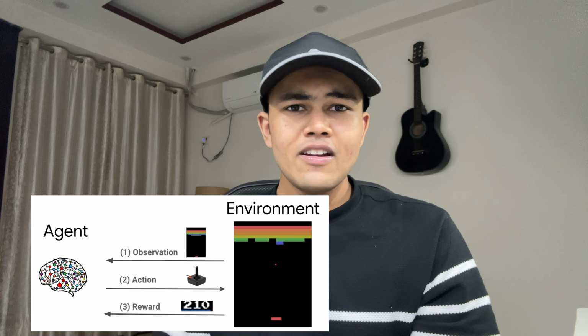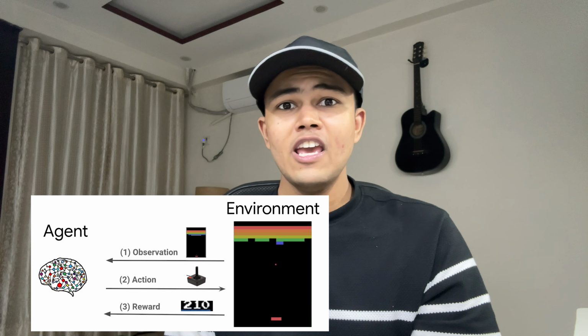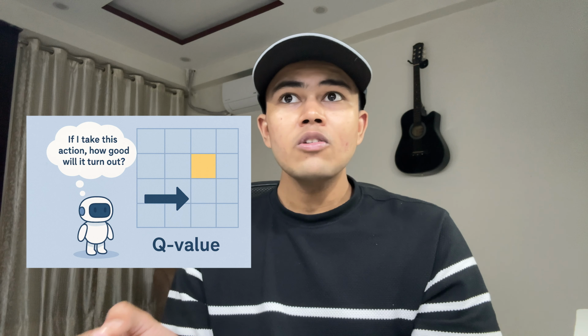As you know, in RL, you have an environment and an agent who takes an action and gets rewarded by the environment. Imagine the agent is standing in a state and wondering, if I take this action, is it going to be valuable? Will it be really good? That answer is given by Q values. It's the agent's best guess of the total reward it can earn by taking action A in state S.